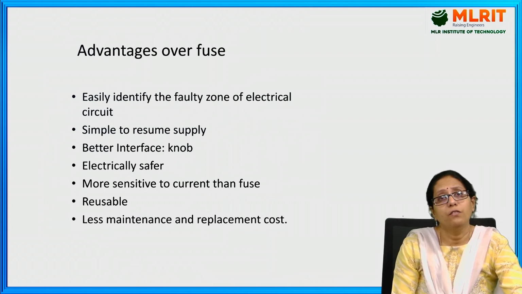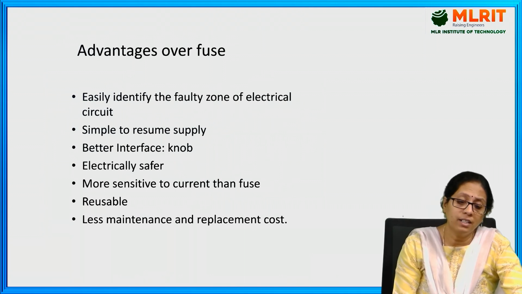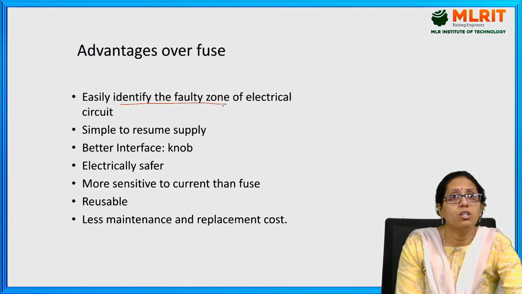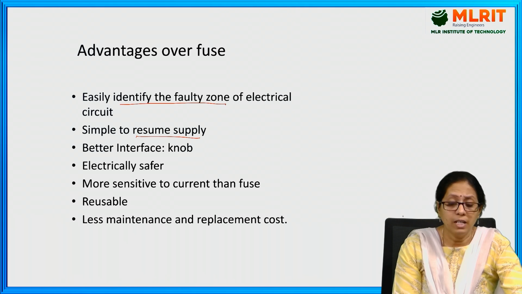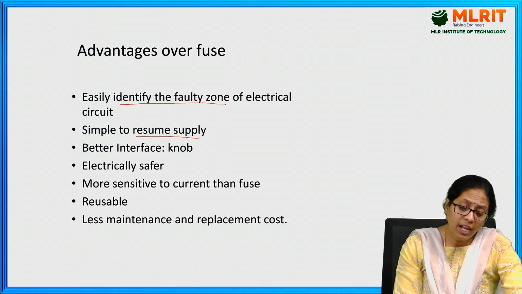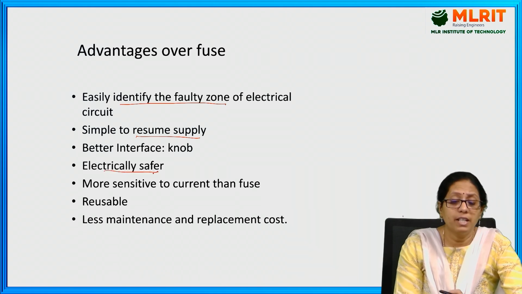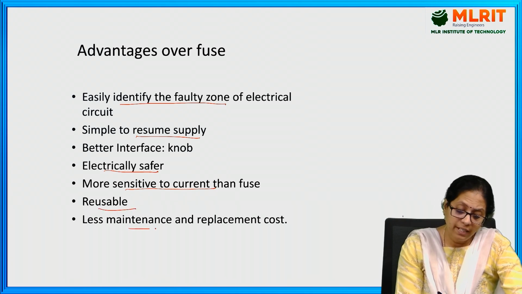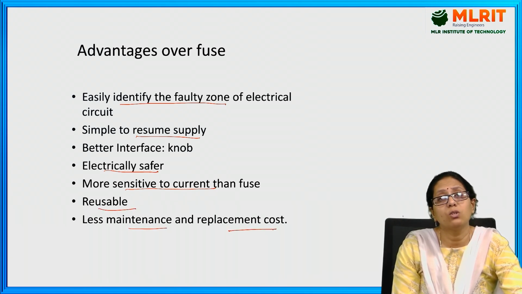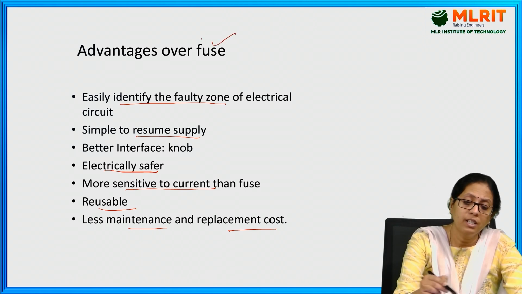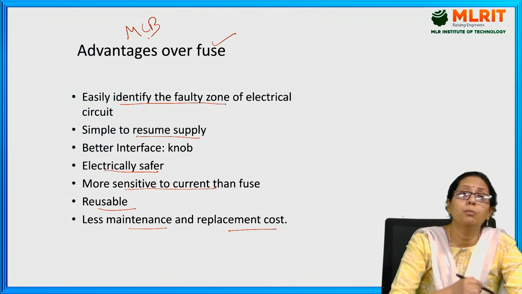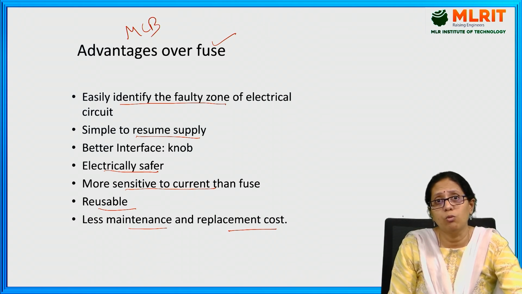Advantages over the fuse. There are different advantages, like it can easily identify the fault zone. It is simple to resume the supply. That means we can easily switch on again after rectifying the fault. And it is electrically safer. It is more sensitive to the current. It is reusable. The maintenance and the replacement cost is also very less. So these are the advantages over the fuse. That means MCB is more advantageous when compared to the fuse.